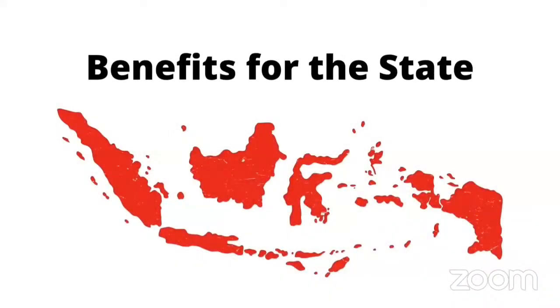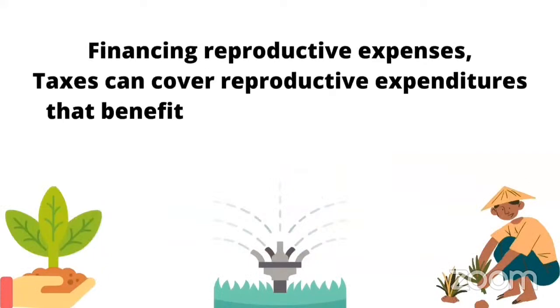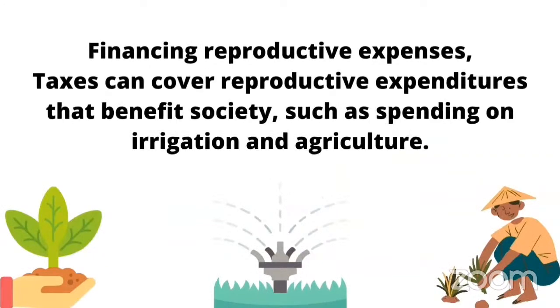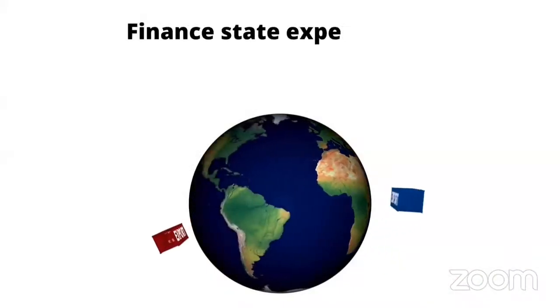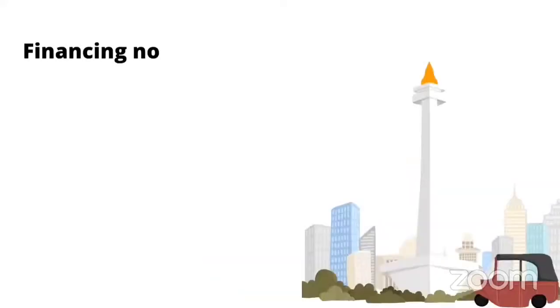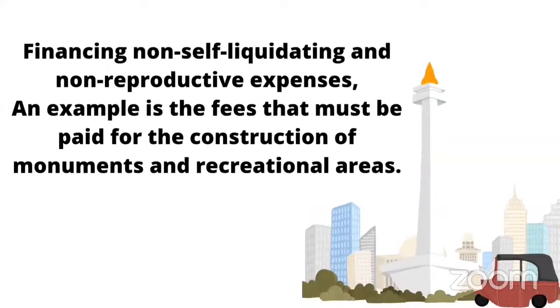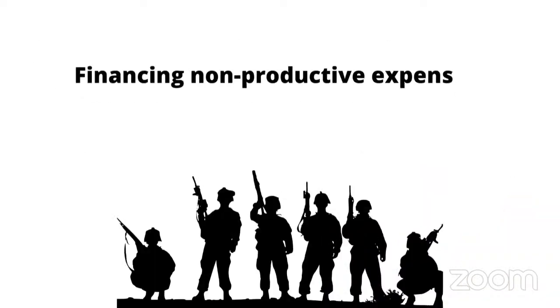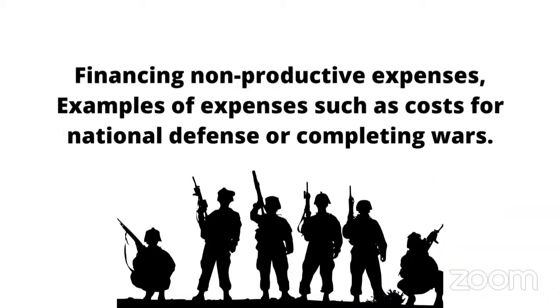And for the benefits for the state, such as financing reproductive expense. Taxes can cover reproductive expenditures that benefit society, such as spending on irrigation and agriculture. Next, finance state expenditure. An example is for export goods delivery projects. Next, financing non-self-liquidating and non-reproductive expense. An example is the fees that must be paid for the construction of the monuments and recreational areas. And financing non-productive expense.